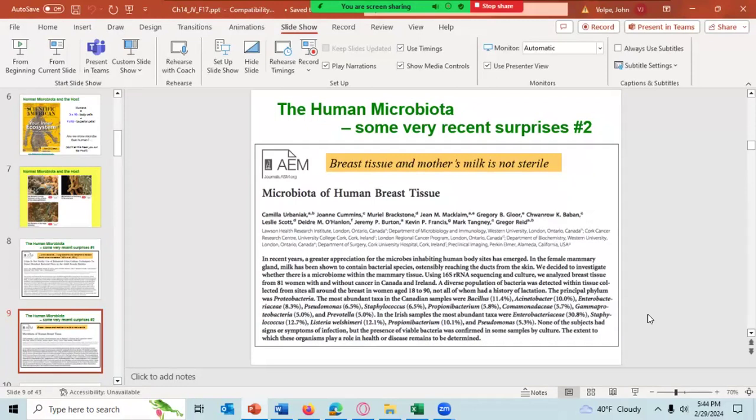I'm sure that's the case with cow's milk too. There must be normal microbiota in the cow's milk. And they assumed previously it just came from the nipple.